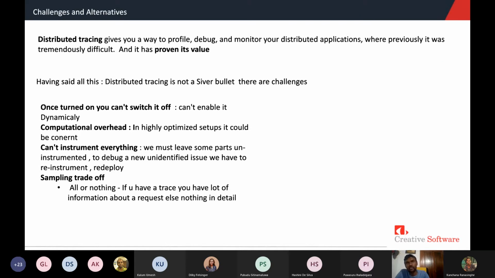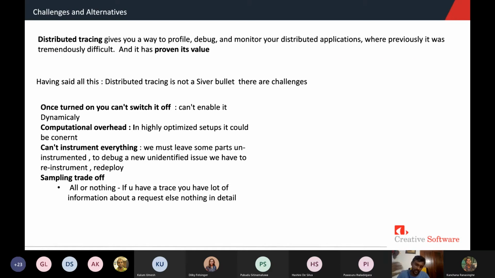The other thing is you cannot instrument everything. If you instrument everything, it will be a big mess, because every piece of code might have to have some instrumentation for tracing. But let's say you don't have instrumentation for a particular piece of code and you have to debug a particular issue, and you see, okay, if I had a span here, I could have easily identified what's going on here.